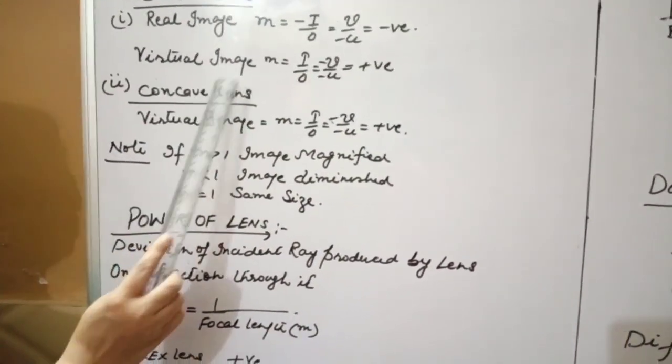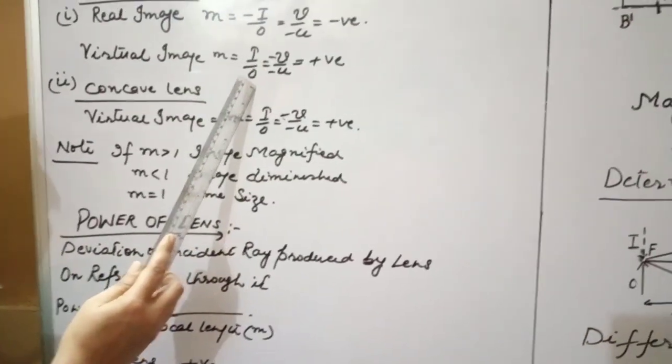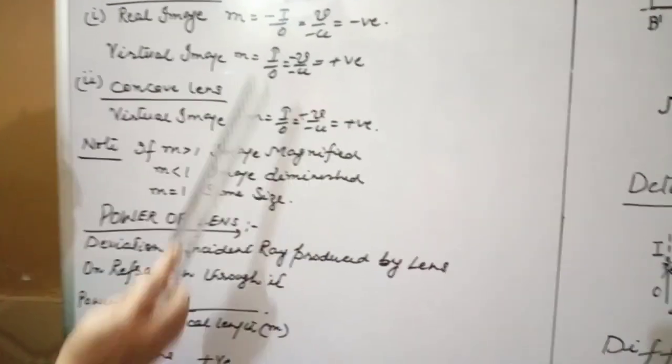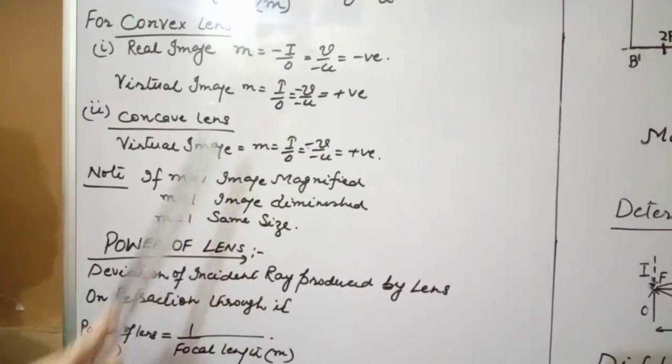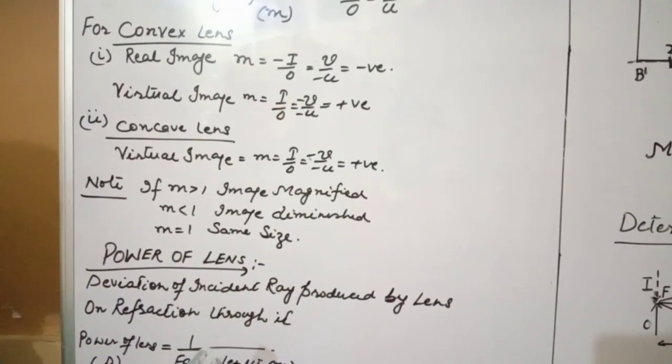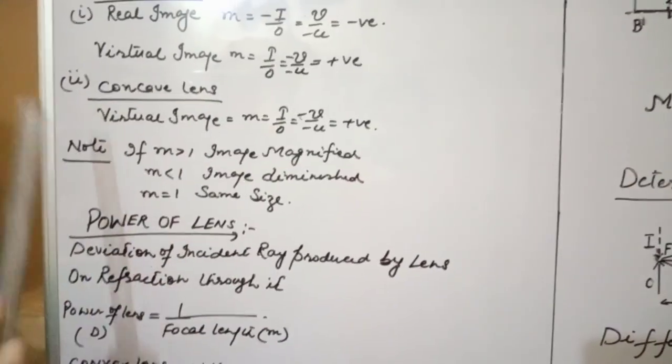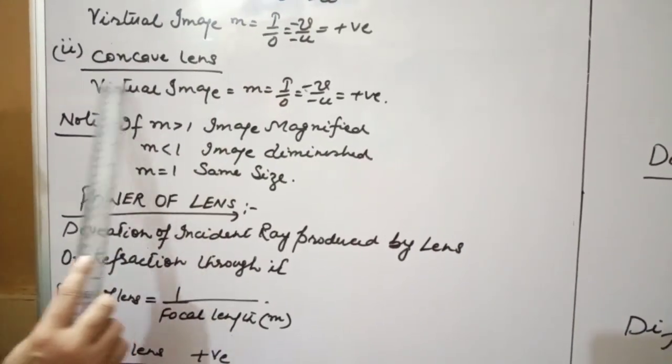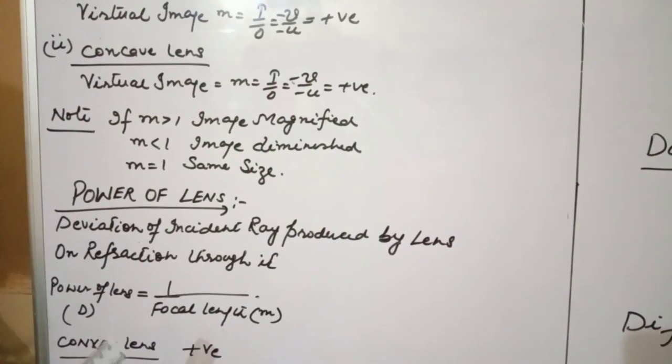For a virtual image, I is positive, O is positive, so the answer remains positive. V is negative, U is negative, so the answer will be positive. So for a virtual image, magnification is always positive. Now come to the concave lens. A concave lens always forms a virtual image, so magnification of a concave lens is always positive.